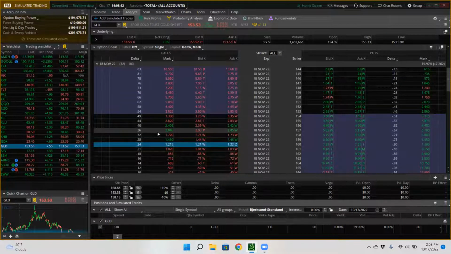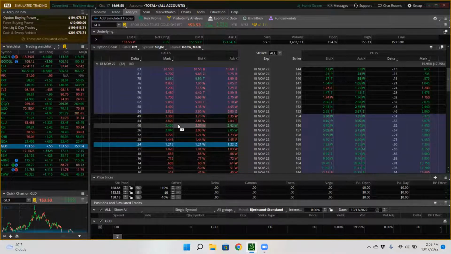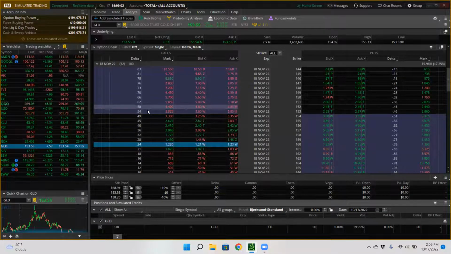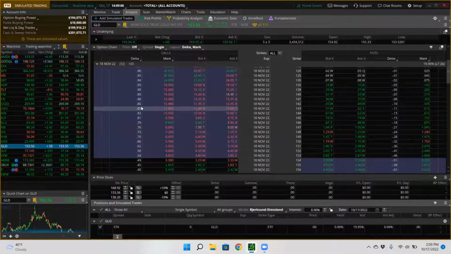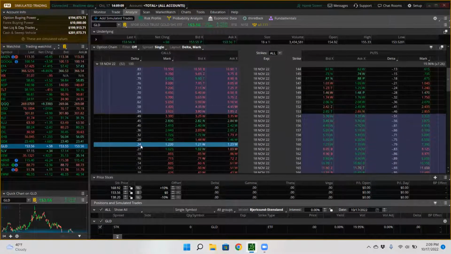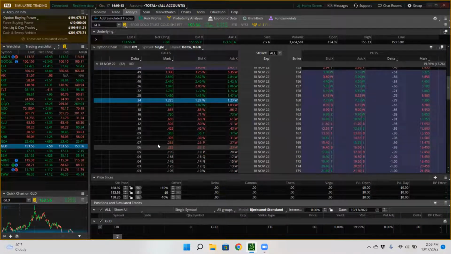Everything on here for the one contract is divided by 100. So if we were to buy an options contract on this for $3.30, then it would actually be $330 because this decimal point would be moved over 2 spots. So as you can see, we go deeper into the money, higher valuation, higher movement of the contract value. As we move further away, we see less.